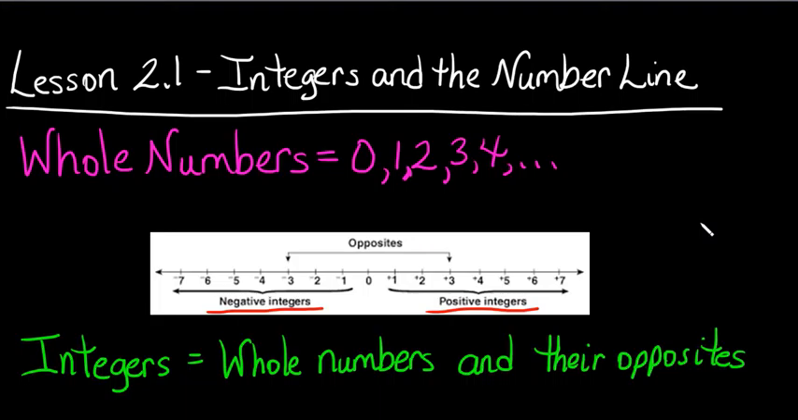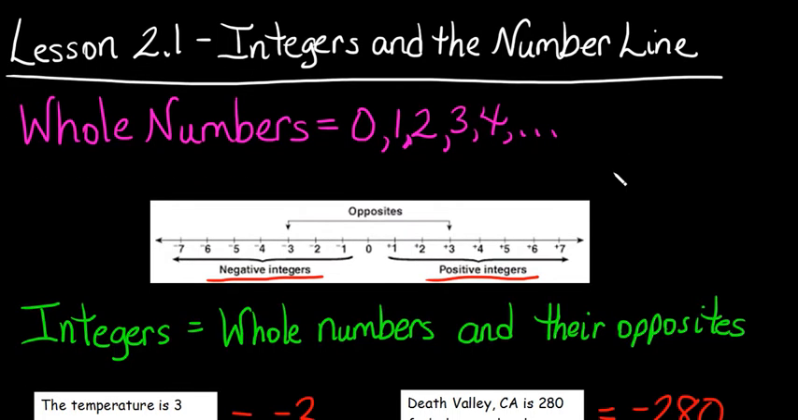This is lesson 2.1. So right now we know that whole numbers start with 0 and go up. 0, 1, 2, 3, 4, and so on and so forth forever. Today we're going to introduce what integers are. Integers are whole numbers and their opposites included. So if we look at this number line, and you need to draw this, notice that our number line in the middle is 0.